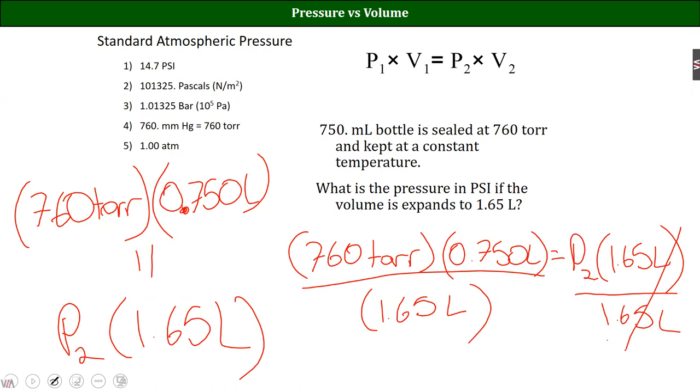So what happens to our units then? Liters cancels with liters, so we're just left in torr. Again, it doesn't matter what the units are as long as they're the same before and after. And when we plug this in and get a number, we a little bit more than doubled the volume, so we should get something a little bit less than half of 760.